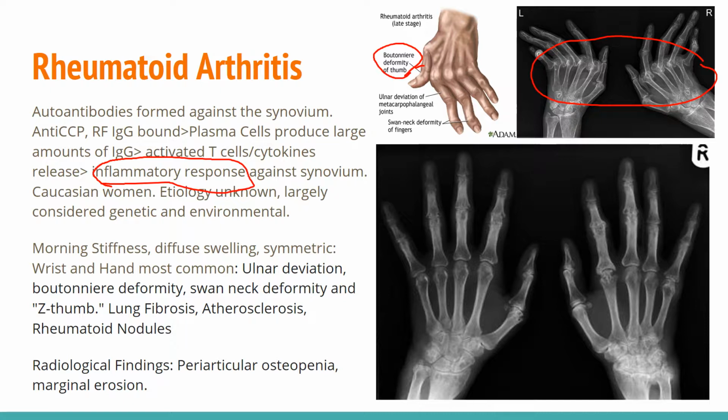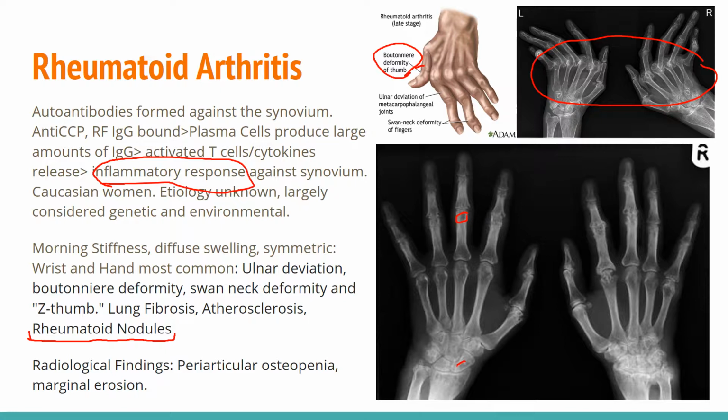You can see swan neck deformity, which is the opposite of Boutonniere deformity, with hyperextension of the PIP and hyperflexion of the DIP. You can also see a Z thumb, which is hyperflexion of the first MCP and hyperextension of the interphalangeal joint of the thumb. You can also see lung fibrosis, atherosclerosis, and rheumatoid nodules. Rheumatoid nodules are basically depositions of fibrin that have a central area of necrosis.